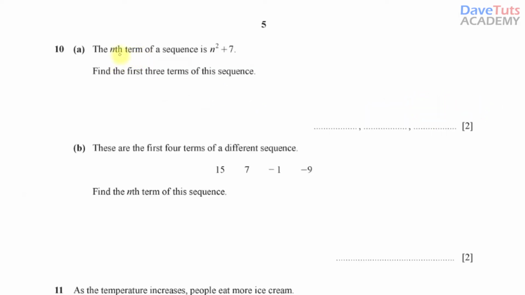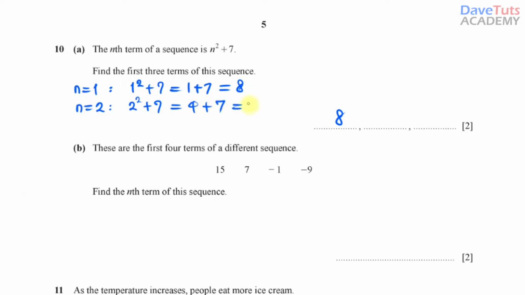For this question, we are told that the nth term of a sequence is n raised to power 2 plus 7, and we have to find the first 3 terms of this sequence. So when n is 1, which means we're talking about the first term, n squared plus 7 will be 1 raised to power 2 plus 7, and that will be 1 plus 7, which is 8. So our first term is 8. When n is equal to 2, what we're going to have is 2 raised to power 2 plus 7. And 2 raised to power 2 itself is 4. 4 plus 7 is equal to 11. So we have our second term to be 11.